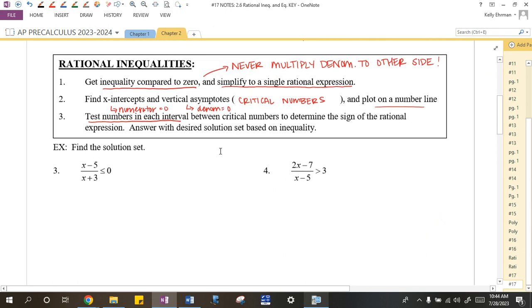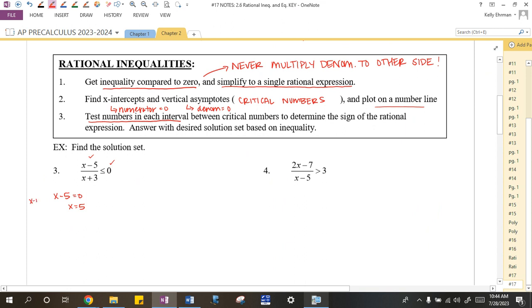So let's just go through a few examples. They're all kind of the same, so once you get the steps down, it's pretty straightforward. So get the inequality compared to 0. This one already is. Simplify to a single rational expression. This one already is. There's no like plus something else involved. Find the x-intercepts by setting the numerator equal to 0.